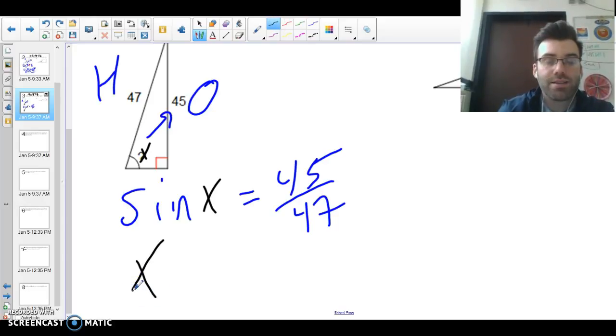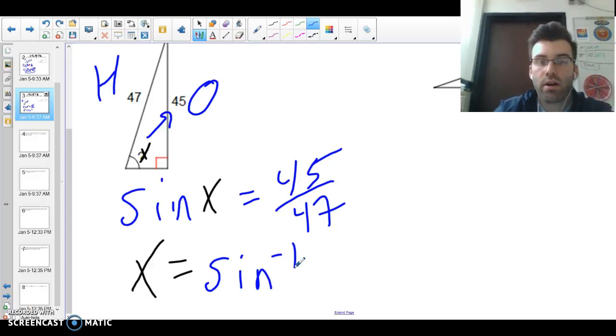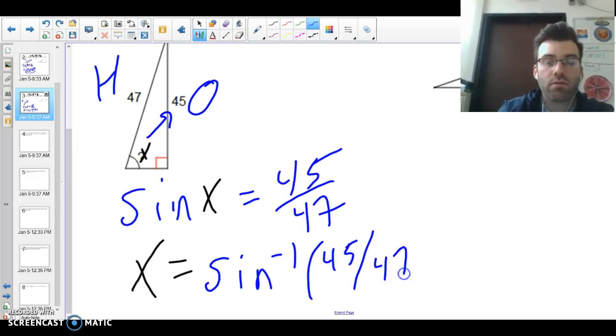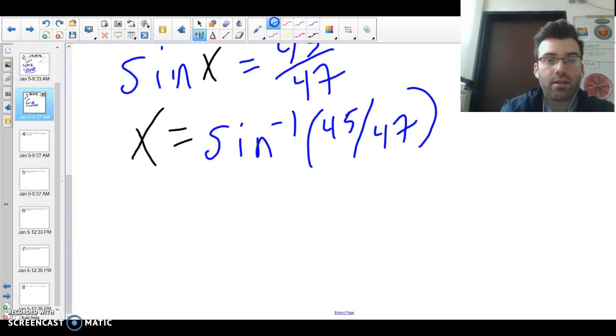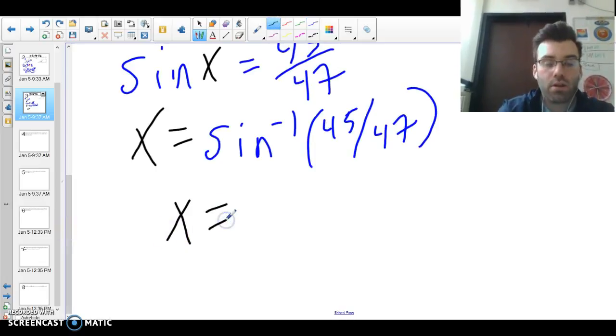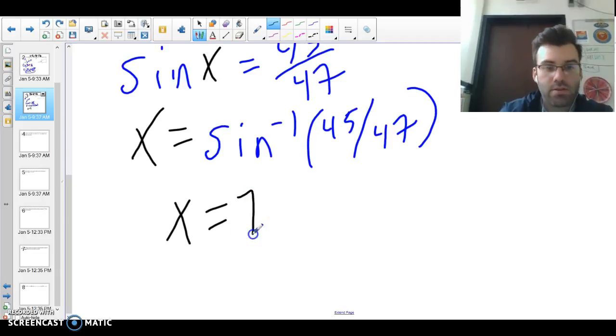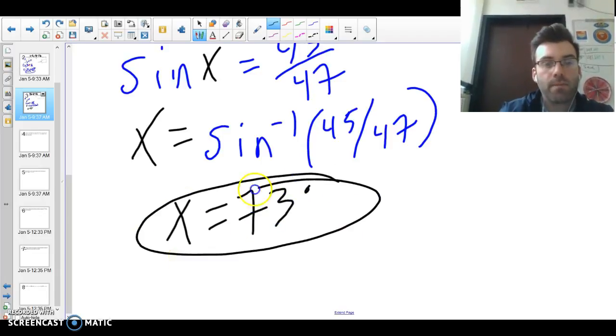You press second sine. All right, when you press second sine, you should get something that looks like this. Sine negative 1, and then 45 over 47. You've got to use second sine in your calculator. And if you don't get the answer that I get, let me know. Your calculator may be in the wrong mode. We're going to round to the nearest degree, so that should be 73 degrees.